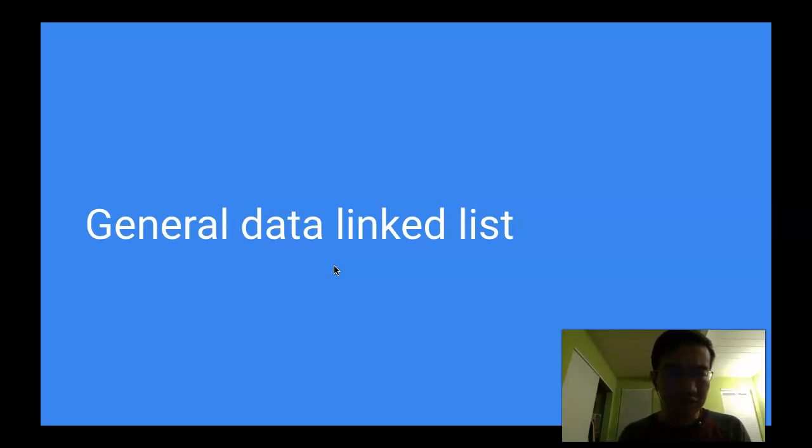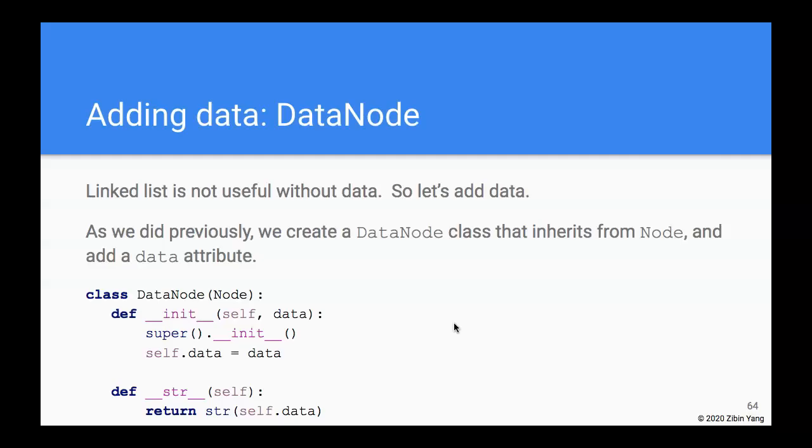Hi, we're going to talk about a linked list that can store data now. Because, well, a linked list that cannot store data is just not useful. So, like what we did before when we were working on the linked list based stack, we are going to create a new class called data node that inherits from the node class. So it has a .next attribute already. And on top of that, it adds a data attribute.